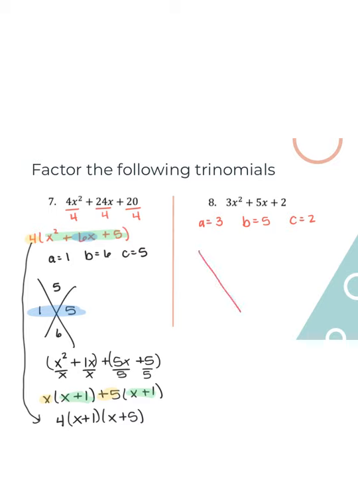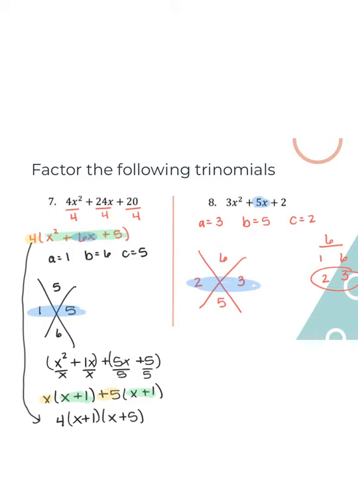I'm going to set up my x. 3 times 2 is 6, and my b is a 5. So I'm thinking of all my multiples of 6, or my factors of 6. 1 times 6, and 2 times 3. Well, the only thing that adds up to 5 is that 2 times 3, so I'm going to put a 2 here and a 3 here. And now I'm going to replace this b value with those 2 right there.